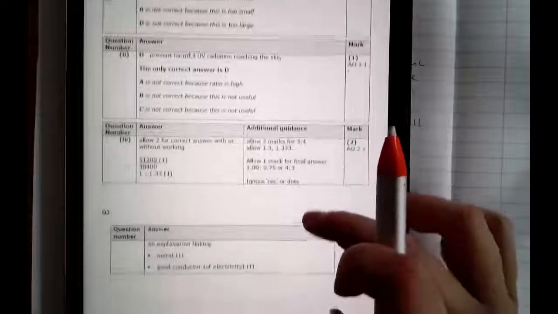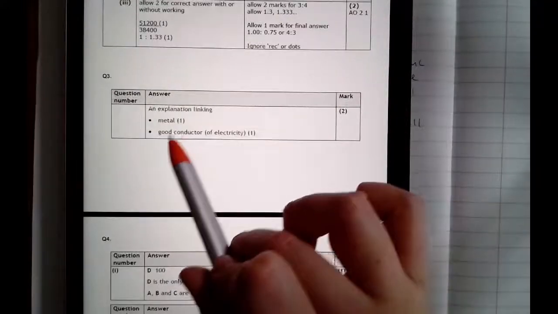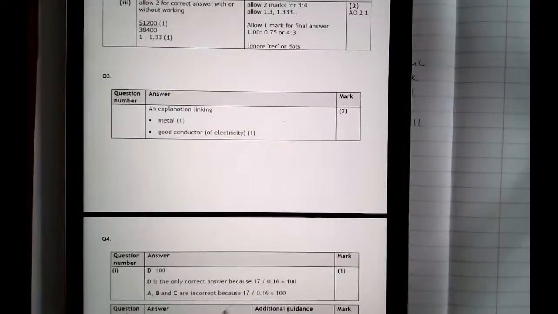And that's, if I find the mark scheme, literally all that is in the answer. Yeah. Metal, good conductor of electricity. You didn't even need to say why.